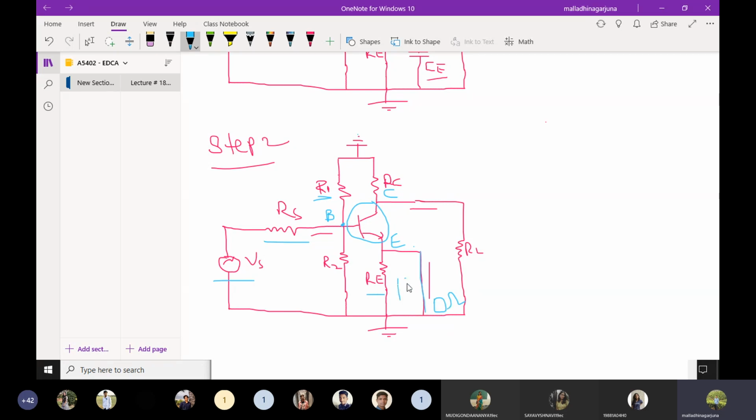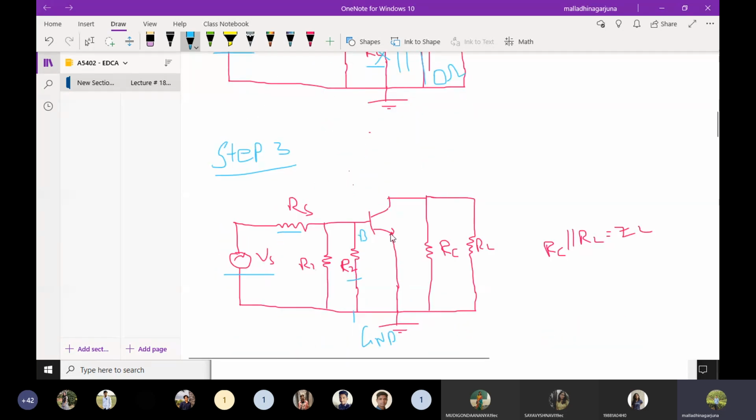So 0 ohms parallel to the RE resistor: what will be the equivalent resistance? 0 ohms parallel to anything is 0 only. That's the reason this RE resistor gets eliminated here and is replaced with a short circuit.